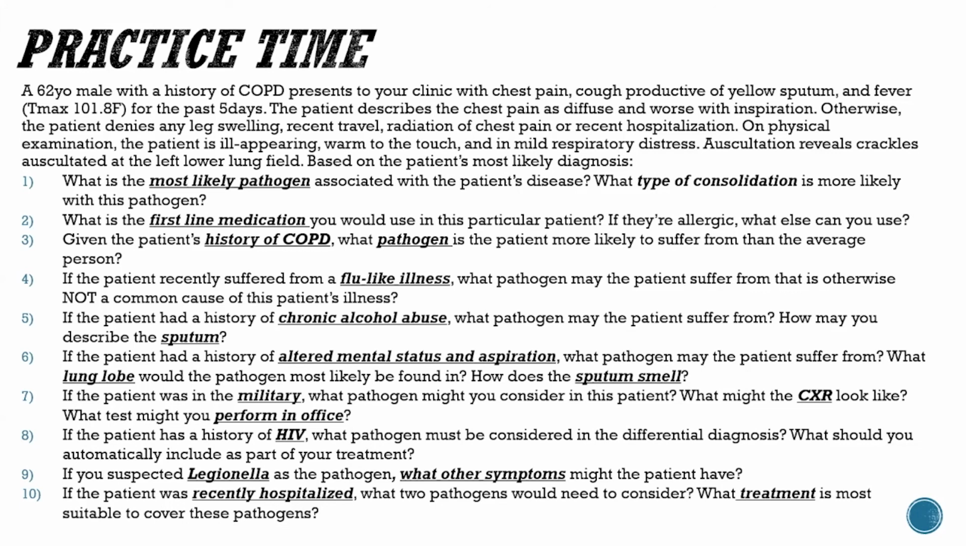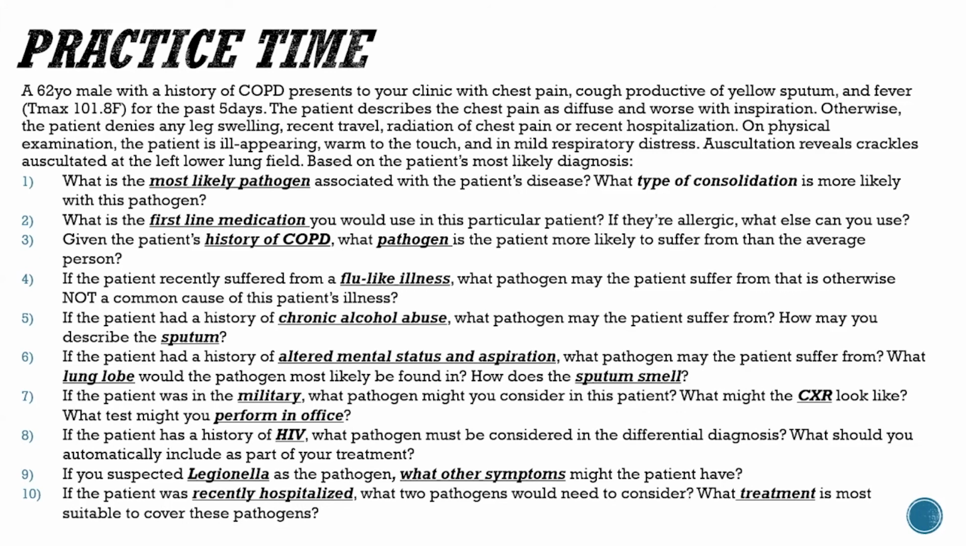Now, let's say instead this patient had altered mental status or some sort of history of aspiration. Well, right away, you should be thinking about aspiration pneumonia due to anaerobes. And usually, aspiration pneumonia will land in the right lower lobe. And it's classically associated with that putrid or foul-smelling sputum.